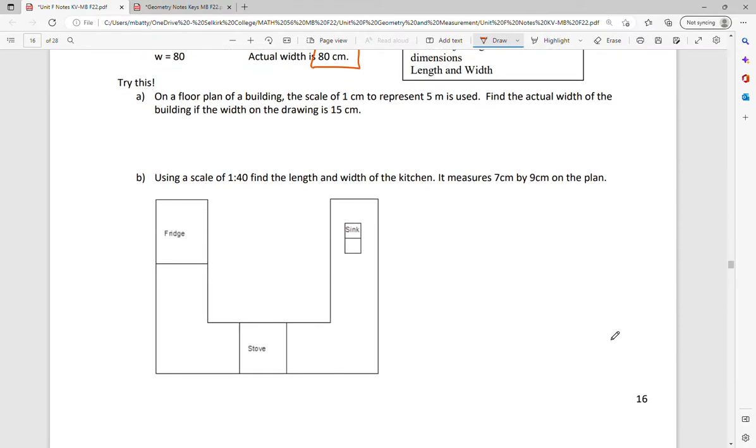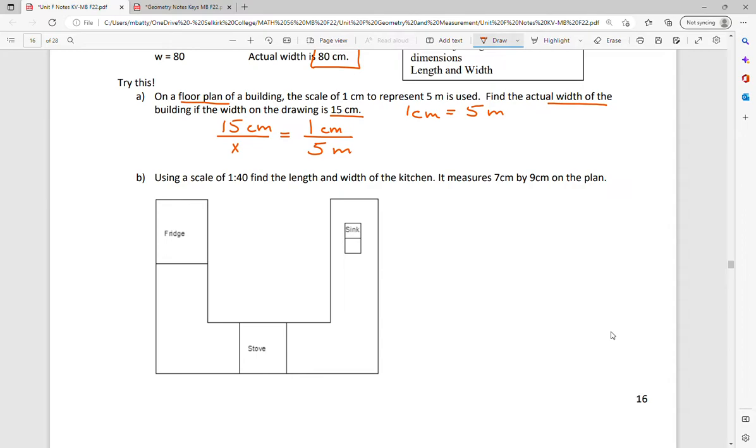The next example is about a floor plan drawing. And so this floor plan drawing has a scale where 1 centimeter equals 5 meters. And so this scale has units attached to it. We want to figure out the actual width of the building if the drawing is 15 centimeters. So I'd have 15 centimeters as the drawing over, I don't know, whatever we want to call it, I'm going to call it X, is equal to 1 centimeter over 5 meters.